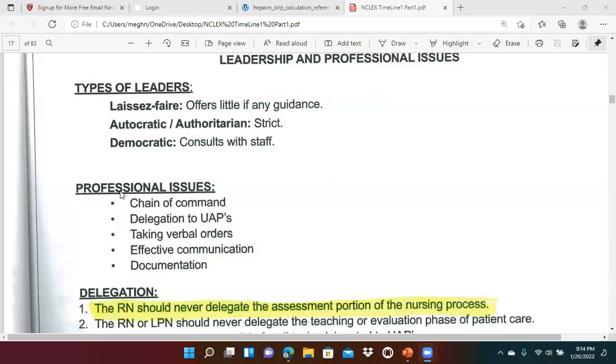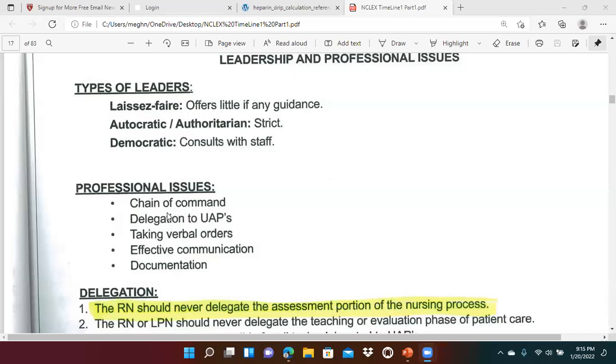So under a team leader, RNs work, other RNs will work, LPNs can work, MDs can work, CNAs can work, social workers can work, therapists can work. So the team leader is an RN, right? Or nurse manager. So we have to follow the chain of command.